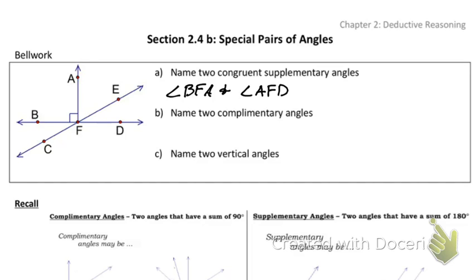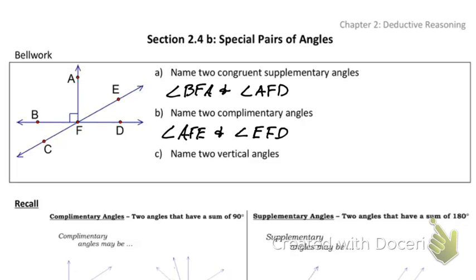All right, name two complementary angles. Complementary means they add up to 90 degrees. Someone new, looking for fresh blood. Yes? AFE and EFD. Angle AFE and angle EFD.